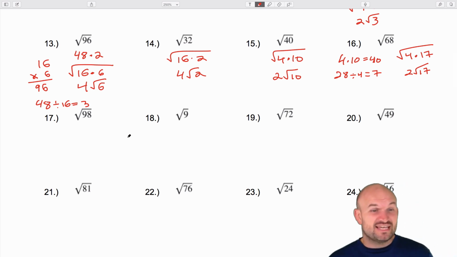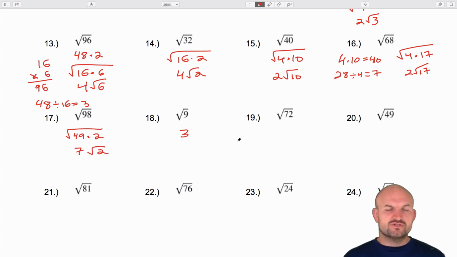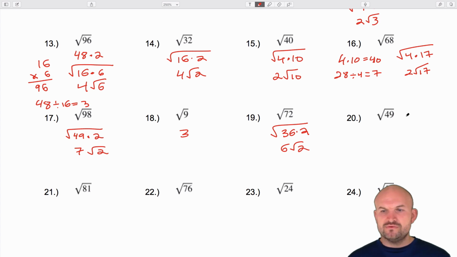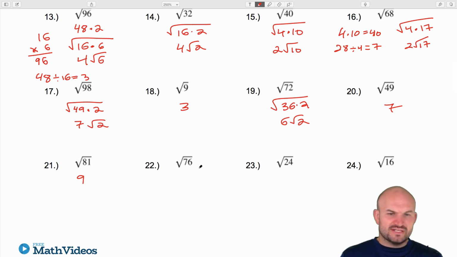Here, 98, if I divide that by 2, I get 49, which I recognize is a square number. So therefore, I can say that can be broken down into 49 times 2. 49, obviously, the square root is 7. Square root of 9 is a square number. That's 3. This can be broken down into 36 times 2, which would be 6 square root of 2. Square root of 49 is a square number. That's 7. 81 is a square number. That is 9. 76, let's see, divide that by 2. That's going to be 38. So that's not going to help us out.